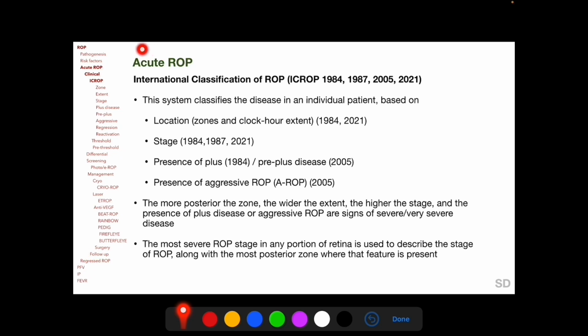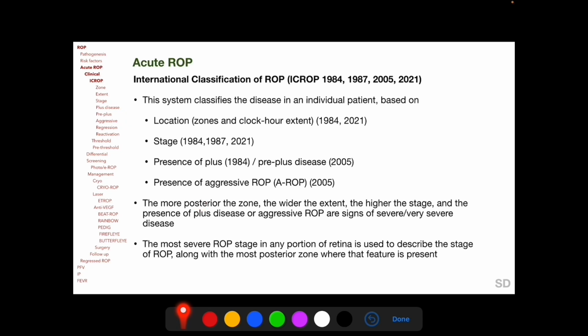The clinical features of acute ROP are best described according to the description of the International Classification of ROP, or ICROP, which had several editions from 1984 to as late as 2021. The ICROP system classifies the disease in an individual patient based on location of the disease within the retina, the stage of the disease, the presence of plus or pre-plus disease, and presence of aggressive ROP. As we discuss these individual parameters, we will also mention the edition of ICROP which initially described that parameter, so that we have an idea of the chronology of understanding of this disease process.